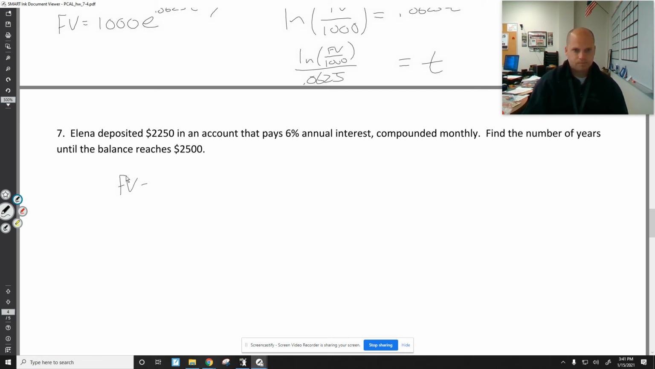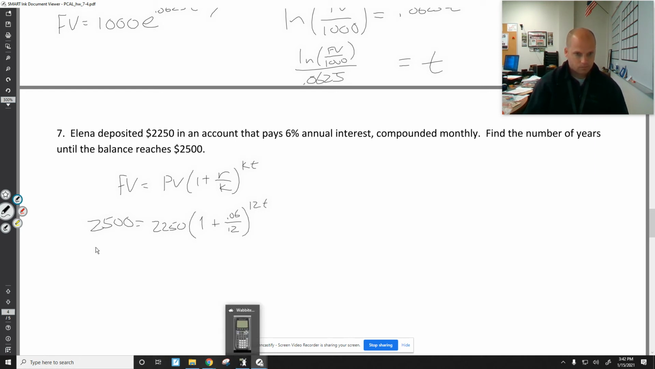So Elena deposited $2,250 into an account that pays 6% annual interest, compounded monthly. Find the number of years it takes for the balance to reach 2,500. There you go. Divide by 2,250. Take the log base, whatever this number is. What's that number? We'll figure it out. Then divide by 12 and get your answer.